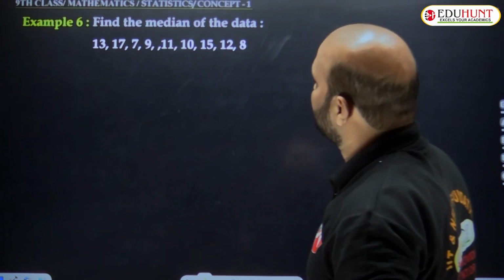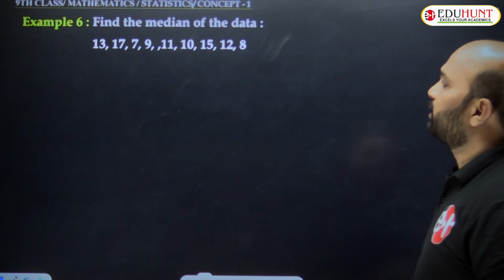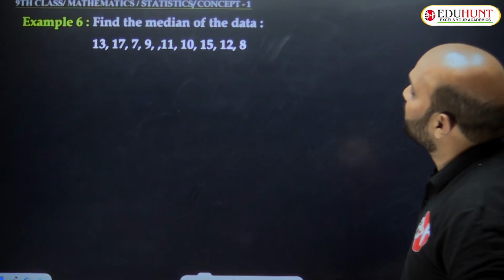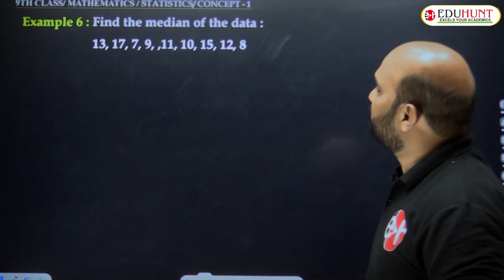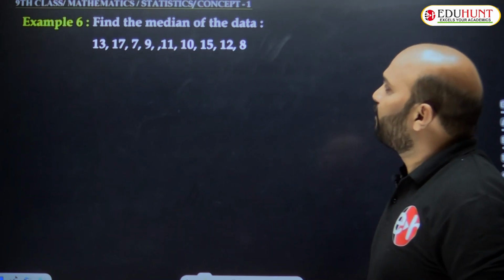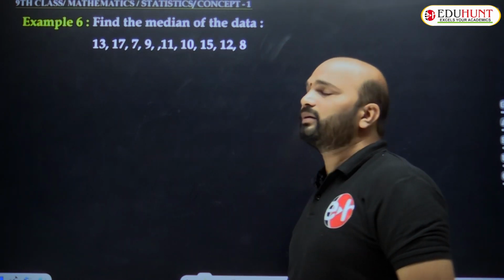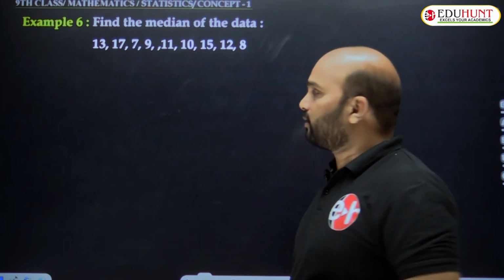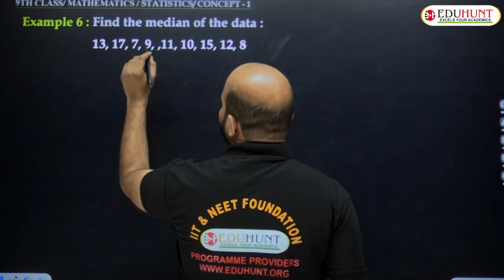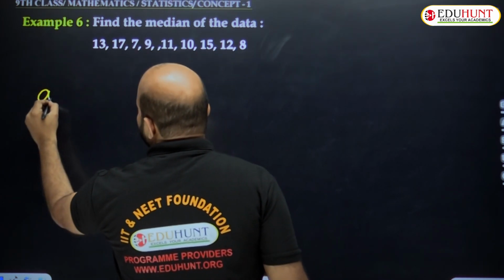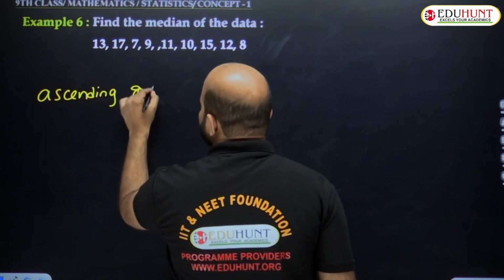Have a look at example number 6. Find the median of the following data. The data entries are 13, 17, 7, 9, 11, 10, 15, 12 and 8. Since it is asking for the median, first the given data values must be arranged in either ascending order or descending order. So first, we arrange the given data values in ascending order. That is the main rule.